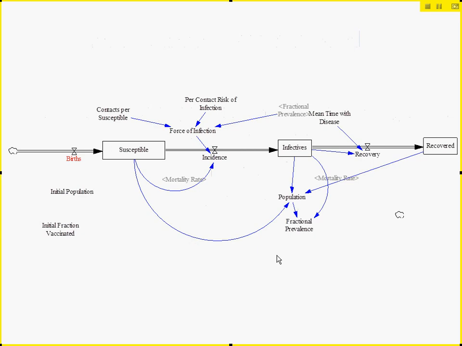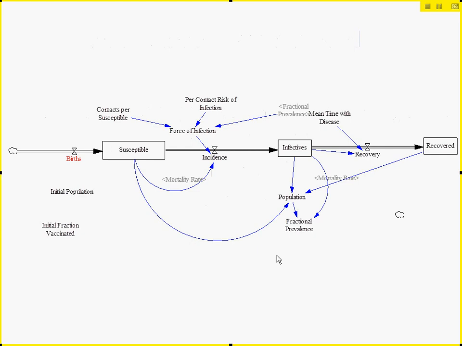What's the force of infection? It's a key quantity in these models. The likelihood that a susceptible would become infected? Yeah, per unit time, exactly. So it's a chance per unit time. Could be greater than 1.